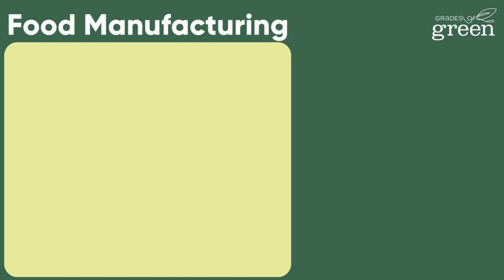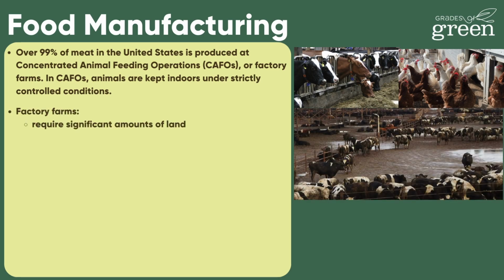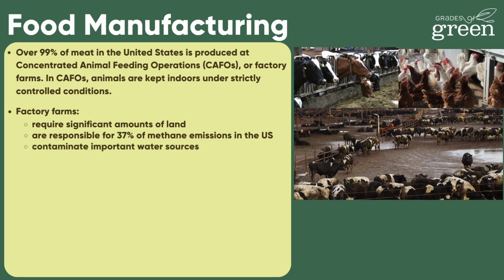The way we manufacture food also leads to significant waste. Over 99% of meat in the United States, for example, is produced at concentrated animal feeding operations, or CAFOs, also known as factory farms. In CAFOs, animals are kept indoors under strictly controlled conditions. In addition to the harm being done to these animals, factory farms require significant amounts of land and are responsible for 37% of methane emissions in the US. They also create dangerous waste that contaminates our most important water sources and causes health issues in local communities.